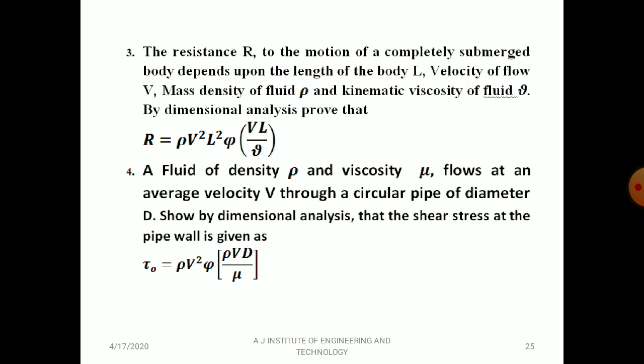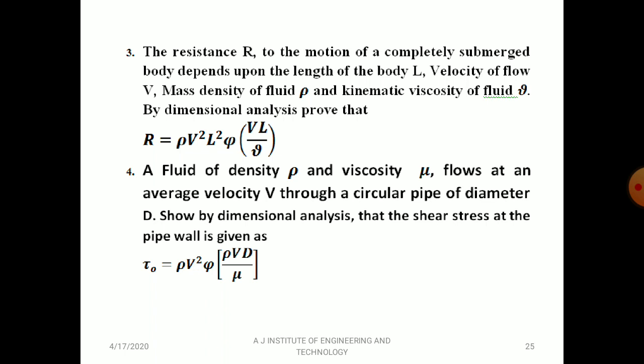Then ρ is density in kg per meter cube. V is velocity in meter per second. L is length in meter. And nu is kinematic viscosity, that is given by dynamic viscosity divided by density. So we get the unit of nu as meter square per second. So the dimension becomes L square t to the power minus 1. That is the dimension for kinematic viscosity. This is a new term, so you have to remember that.